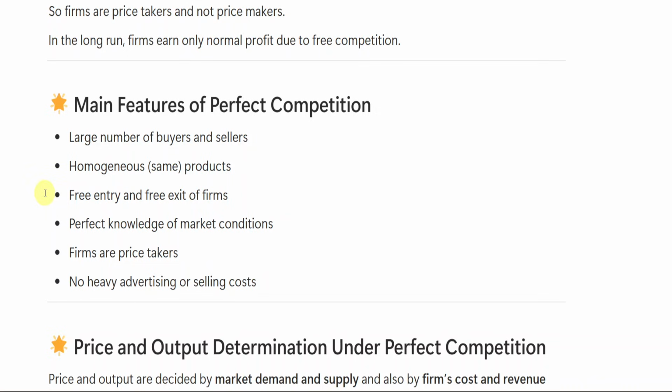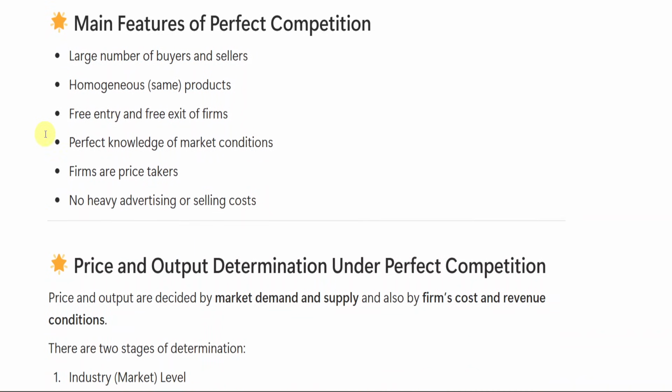Third, free entry and free exit. New firms can enter the market easily, and old firms can leave the market easily. There are no legal barriers or heavy investment barriers. So if profit is high, new firms will enter. If there is a loss, firms will leave. This makes the profit normal in the long run.